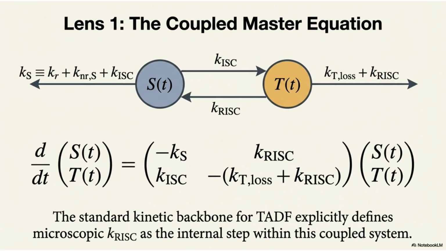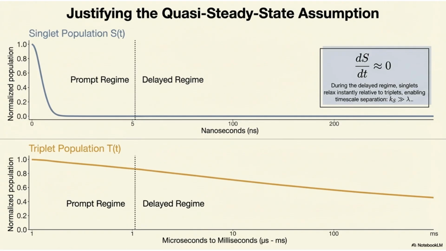The coupled master equation provides the standard kinetic backbone for TADF. It explicitly defines the microscopic K-RISC as an internal step within this coupled system. We justify the quasi-steady-state assumption by observing the singlet and triplet population decays. During the delayed regime, singlets relax instantly relative to triplets, enabling a separation of timescales.